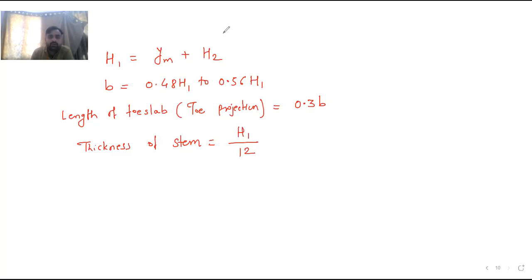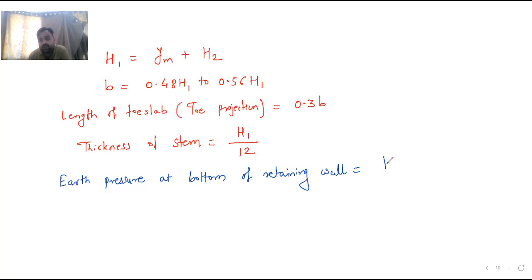Then how to calculate the earth pressure? This is the important formula. This you have also learned in geotech. Earth pressure at the bottom of the retaining wall is calculated as K into gamma into H. That is the earth pressure. This is the formula, K into gamma into H.